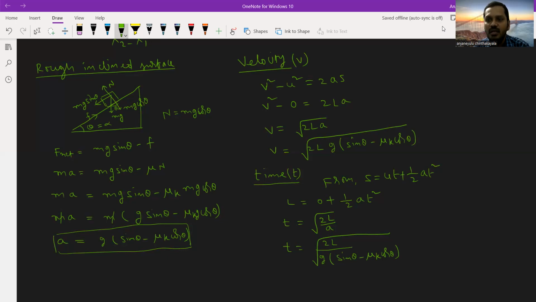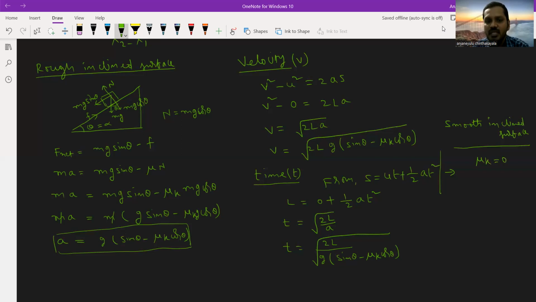Now in the case of a smooth inclined surface, we can take the coefficient of friction as 0, because the frictional force is negligible. So for the smooth inclined surface, directly I am substituting here: frictional force negligible, then coefficient of friction mu k is 0.